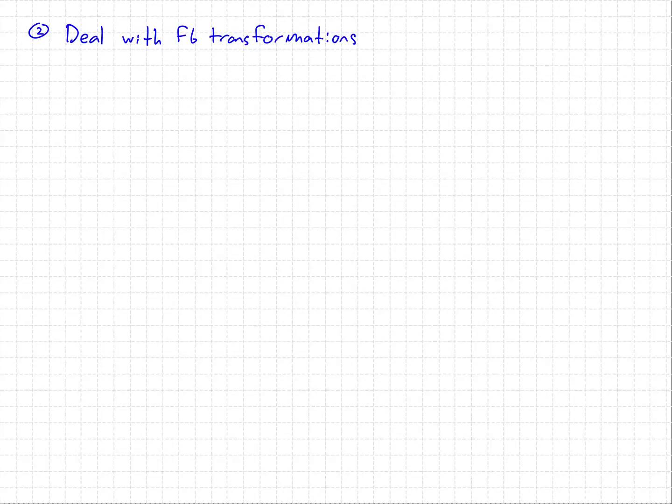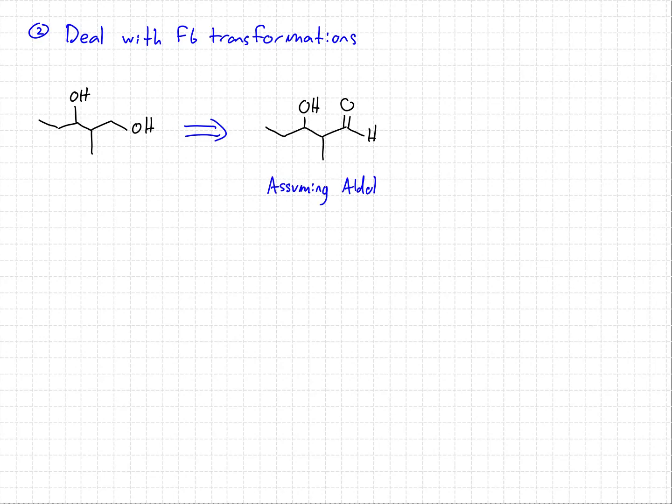For the next step, I want to deal with functional group transformations. Now my target molecules were both alcohols, which means that I have to figure out where the carbonyl groups used to be. Assuming that I did an aldol reaction, I can turn one of my alcohols back into a carbonyl group and get this beta keto alcohol. If I assumed a Claisen condensation, I would have this beta keto ester.